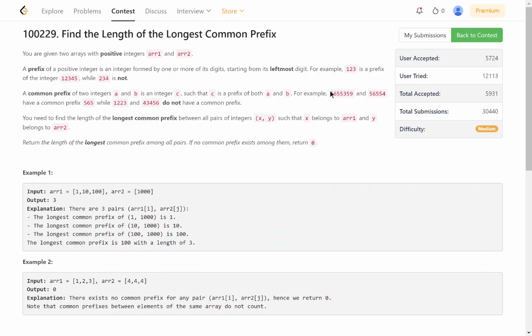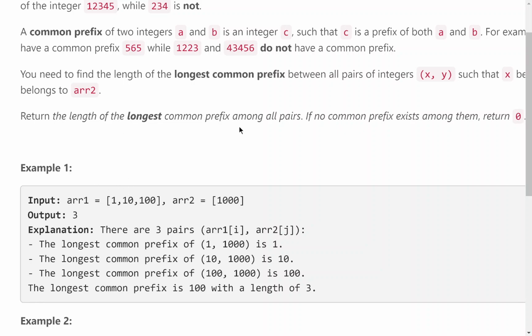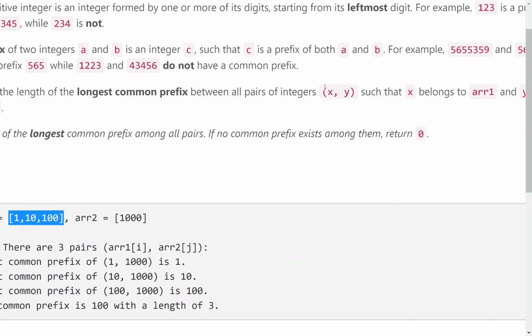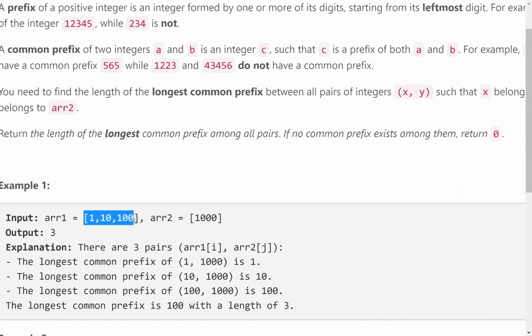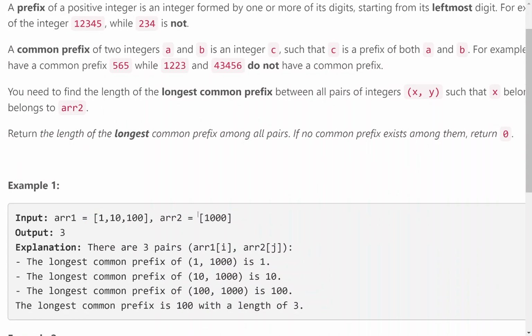In case we had to find the longest common prefix between just these two numbers. But the problem is not really that simple. The problem says that you don't really have to find the common prefix only between two numbers. Instead, you have to find the common prefix in all the pairs of integers x comma y, where the first element belongs to one of the arrays and the other number belongs to the other array.